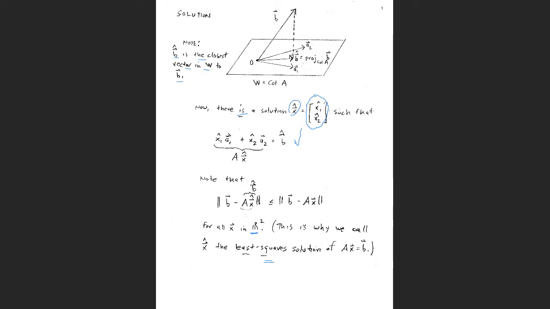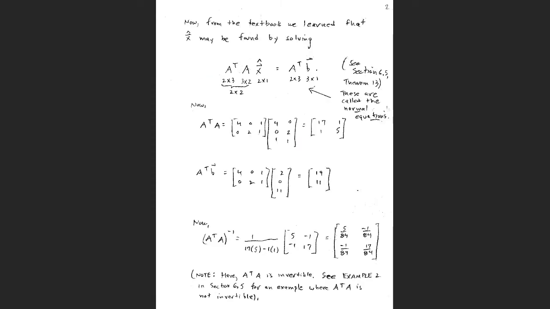Okay, all right. Well, let's work it through. Thank you, Solomon. So from the textbook, we learned that the least squares solution x hat may be solved by solving the normal equations. And these are the normal equations here. And I put the dimensions of the matrix A and x hat and the vector B and A transpose below, just so you know that the matrix multiplication is well defined.